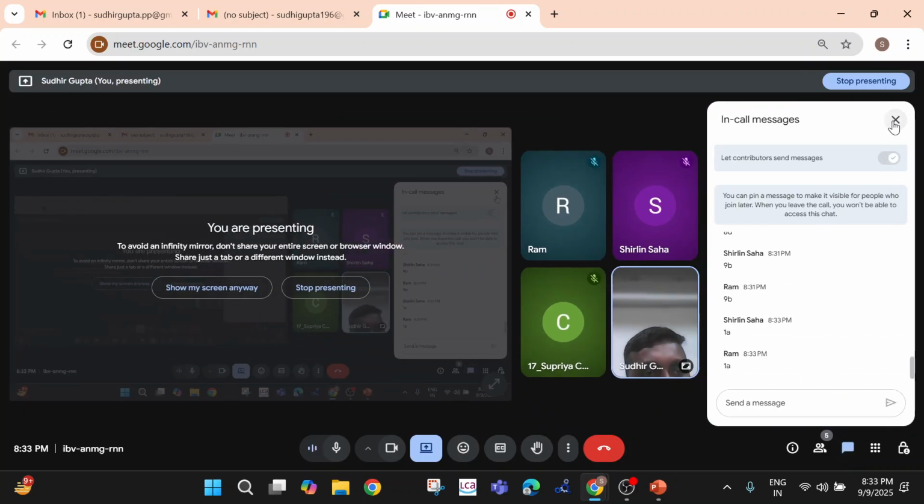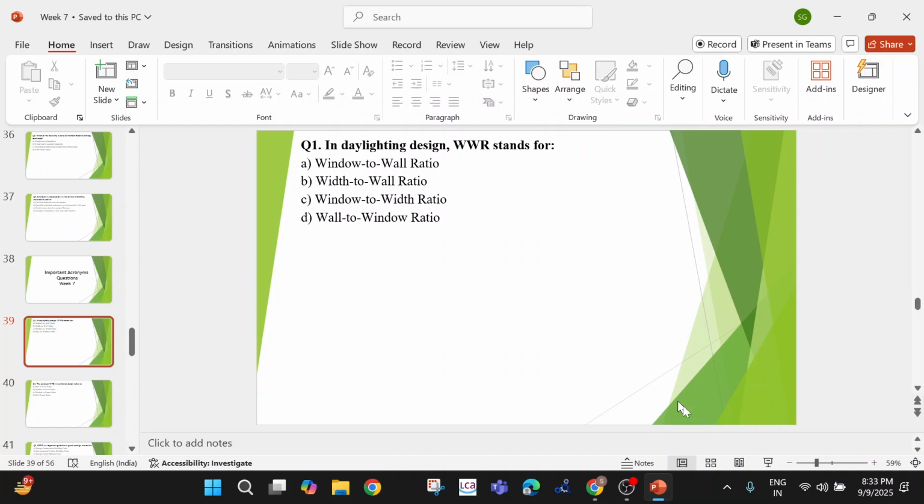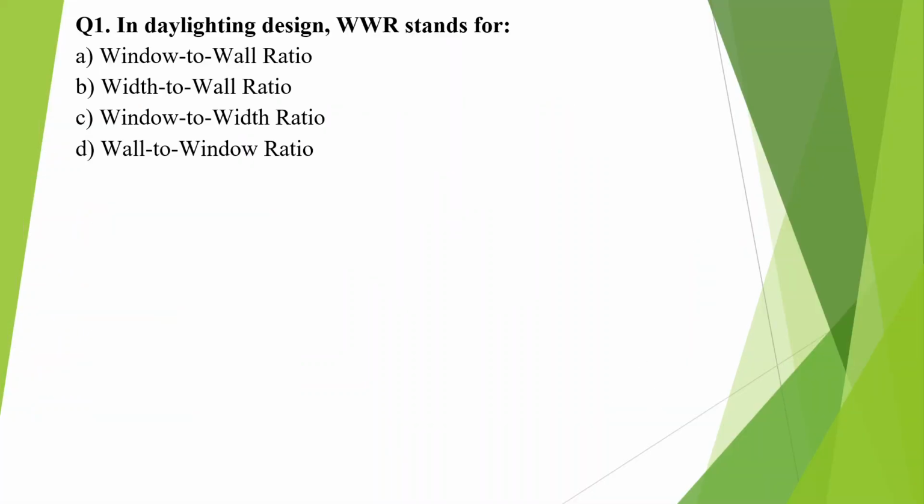As I can see, 1A has been marked by most of you, and 1A is the correct answer. WWR in daylight design stands for window to wall ratio. It's not the other options that have been mentioned, like window to width, wall to window, or width to wall. The correct answer is window to wall ratio.